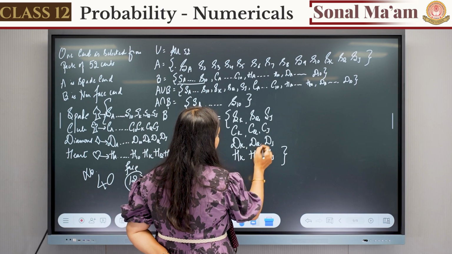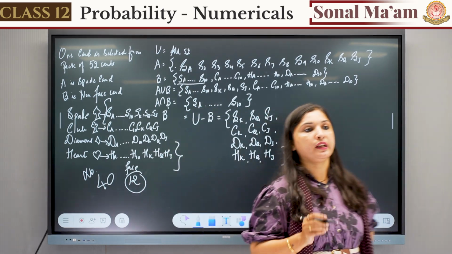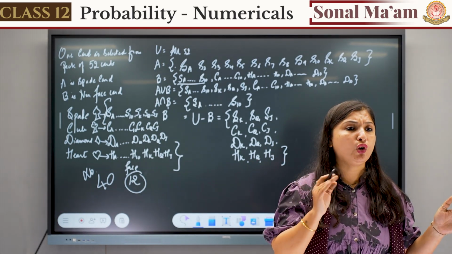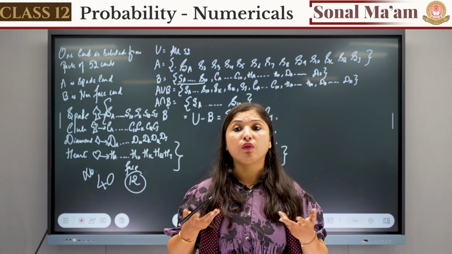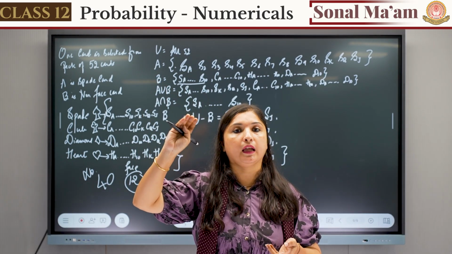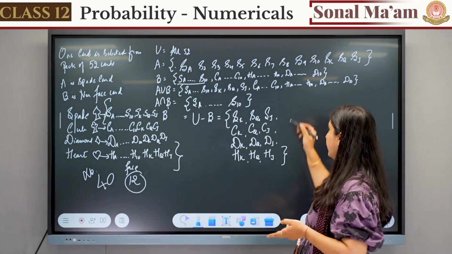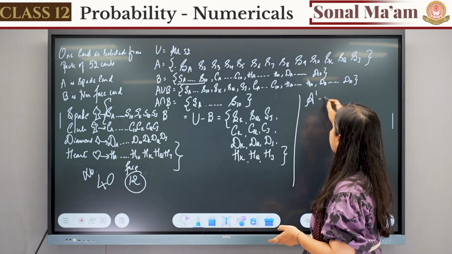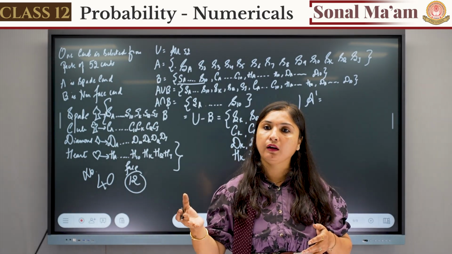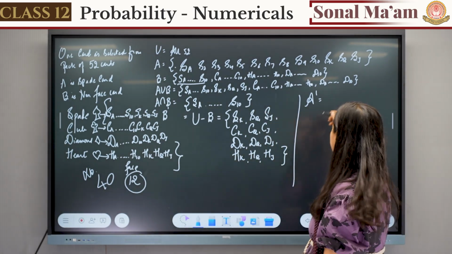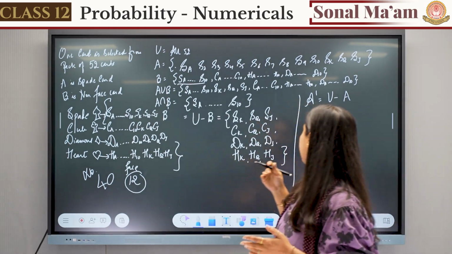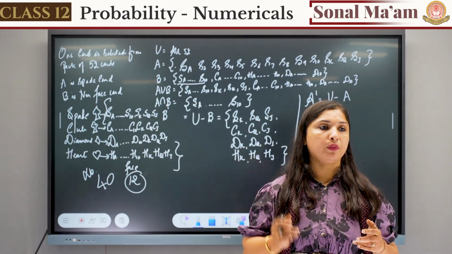Yes, ma'am. How to interpret this question? It was given B complement. What does B complement mean? We don't want B. If you don't want B, you have to remove B. From where? From U, not from A. So U minus B. If A complement is given, it is U minus A. Whatever is in A, we have to remove it from the U portion.